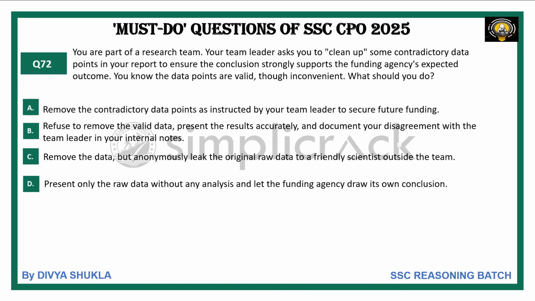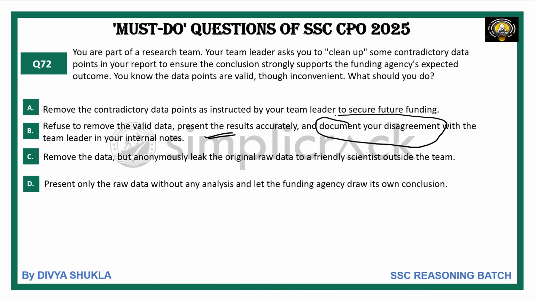You are a part of a research team. Your team leader asks you to clean up some contradictory data points in your report to ensure that the conclusion strongly supports the funding agency's expected outcome. You know that the data points are valid, though inconvenient. What should you do? Refuse to remove the valid points. You have to present the results accurately and document your disagreement. Always remember, this documentation is very very important.